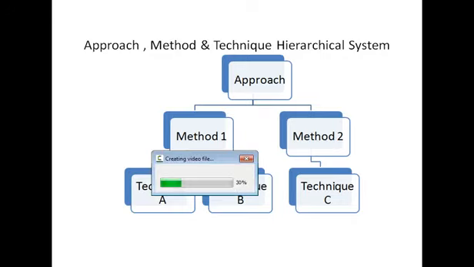An approach is axiomatic, and method is procedural. It consists of a number of techniques. Within one approach, there can be many methods.